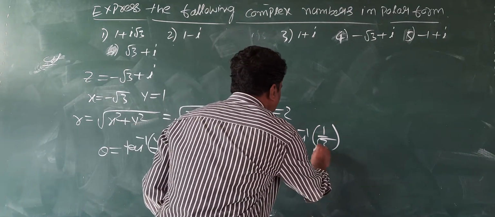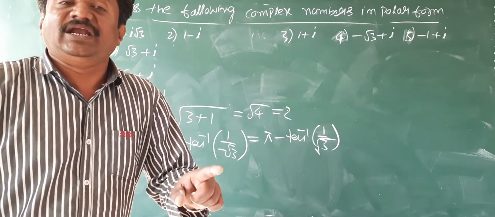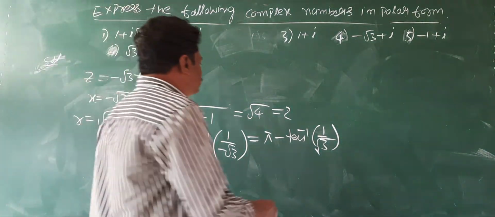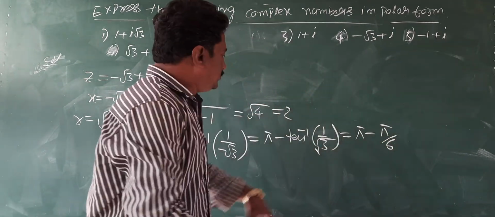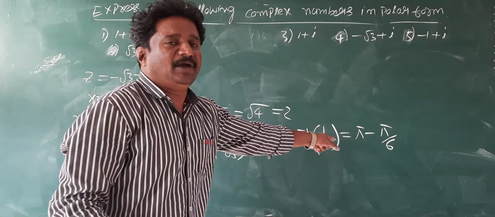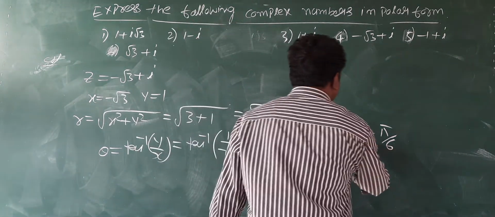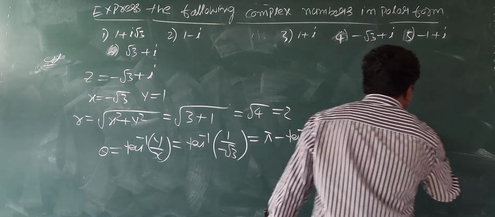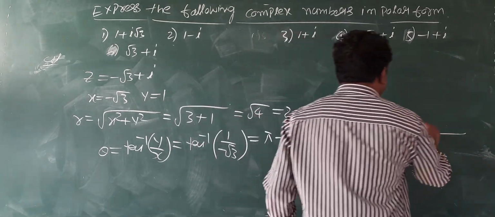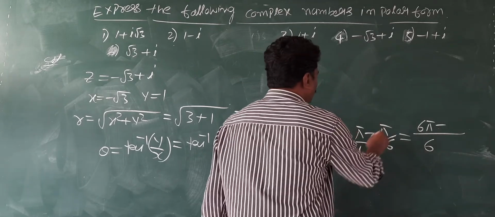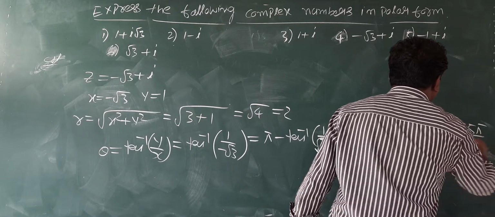So 1 by root 3. Is it related to 30 degree or 60 degree? 30 degree. So it is pi minus pi by 6. Tan inverse 1 by root 3 means 30, pi by 6. Find the LCM, LCM is 6. Cross multiply: 6 into pi, 6 pi, minus 1 into pi, 1 pi. So we are getting 5 pi by 6.